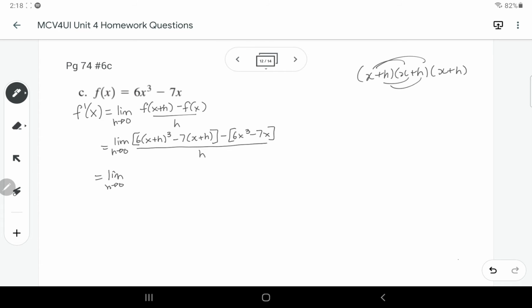So h approaches 0. I'm going to have the 6 out front though. So 6 times x cubed plus 3x squared h plus 3xh squared plus h cubed. And then I've got minus 7x minus 7h minus 6x cubed plus 7x. So multiplying carefully that negative into the second bracket. And then this is all over h.